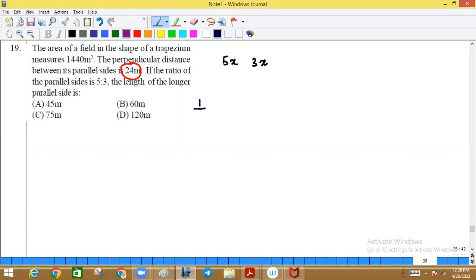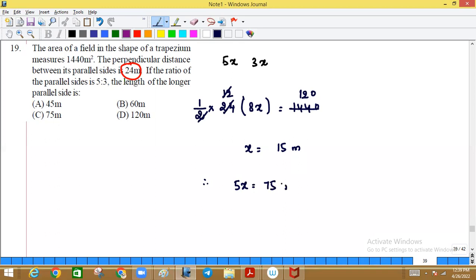Area of trapezium is the most important thing in trapezium. Half into height into sum of parallel sides is equal to the area of trapezium. 12 ones are 12, 12 12s are 144, 15 8s are 120. Therefore, x is equal to how much? 15 meters. Therefore, longer side 5x is 75 meters. What is the longer side? 75 meters.